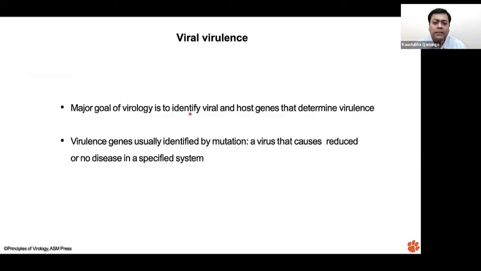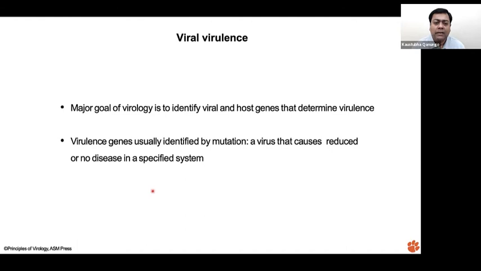So just an overview: the major goal of virology is to identify the viral host genes and determine the virulence. The virulence genes are usually identified by a mutation of the virus, and sometimes we are not lucky to find that mutation. Otherwise, it's really not a very straightforward study. It needs a lot of patience to find a viral virulence gene. You cannot just take one gene and delete it, because that gene may be required for replication. But whether it is a virulence gene or not, you cannot make that decision, because it is more complicated than that.